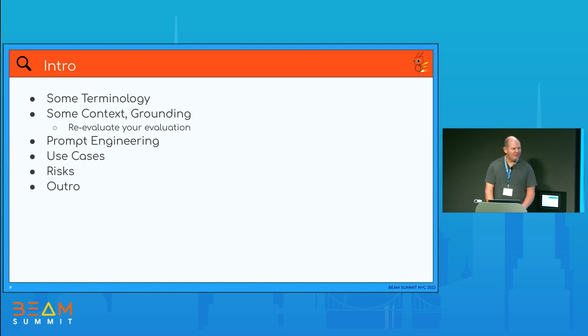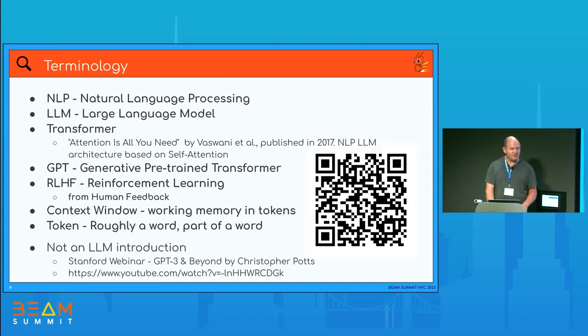Okay, cool. So the next thing we're going to cover is prompt engineering. I don't really like the term, but I think it has a lot of validity. It's the term we're going to use, so we're going to go with it. I'm going to explain all the different facets and things to think about there. And then we're going to go into some use cases, some of the risks, and then the outro.